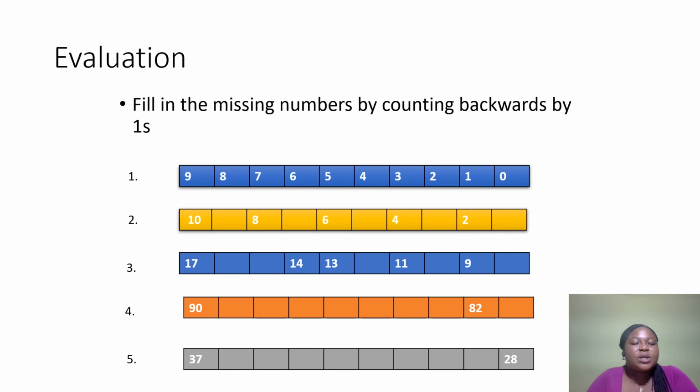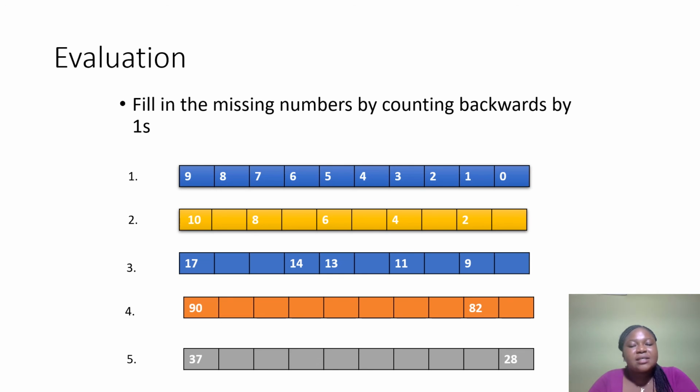We do the same to question number 3. From 17, we have 2 missing numbers there. Then we have 14 and 13. Then 11 and then 9. So we are going to fill in the missing numbers. Question number 4.